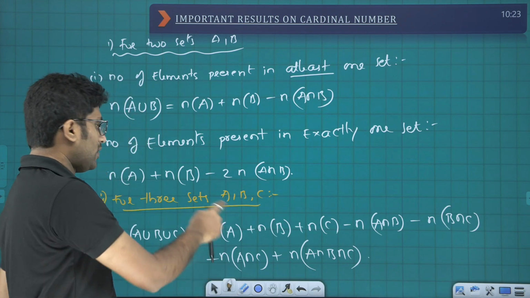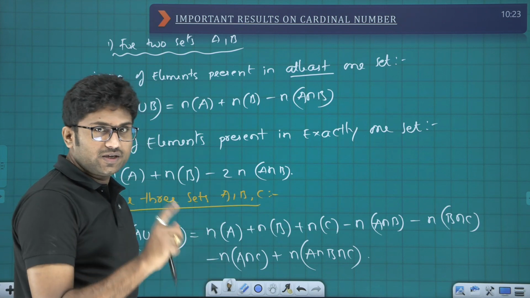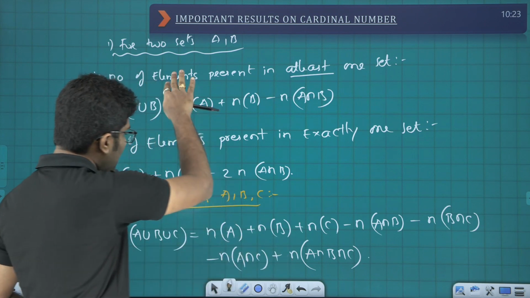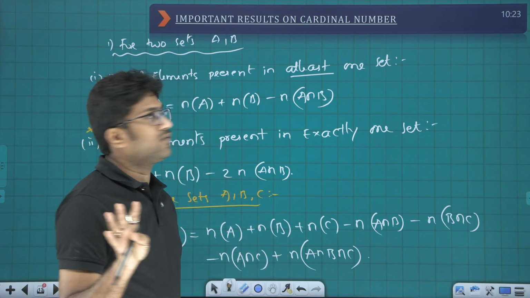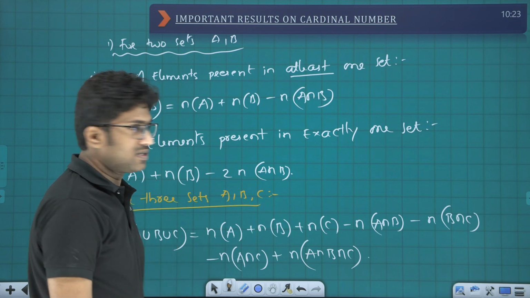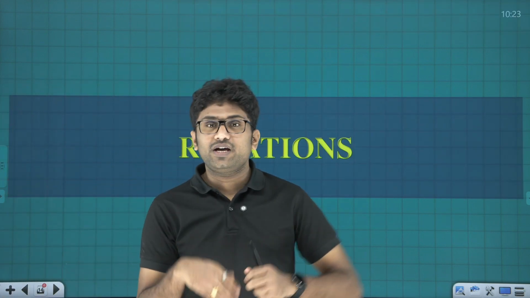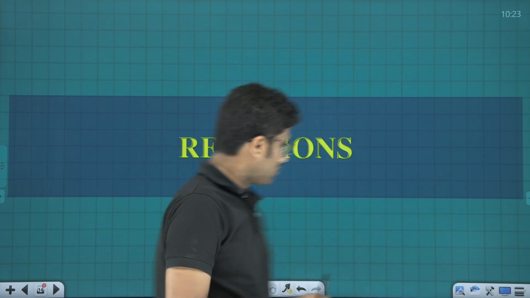We also have number of elements exactly in one set, exactly in two sets also in this, but once you know this, then we'll get everything. These three are the most important from cardinal number results, cardinal theorem results. Next, so with that we are done with the sets, friends. Now we are entering into relations.